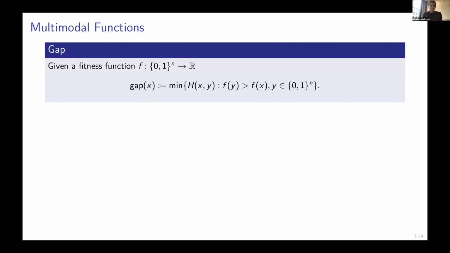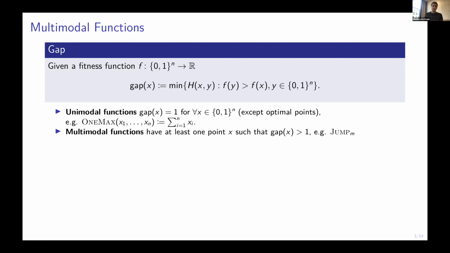Okay, so let's get started with some basic definitions. Assume that f is the fitness function we want to optimize. We call the gap of a point x the Hamming distance from the current search point to the points with strictly larger fitness function values. Actually, it's not possible to improve fitness by changing less than gap of x bits. So the algorithm has to flip at least gap of x bits to make progress.